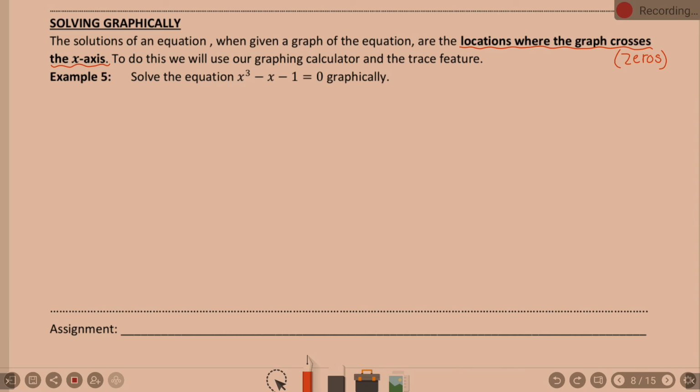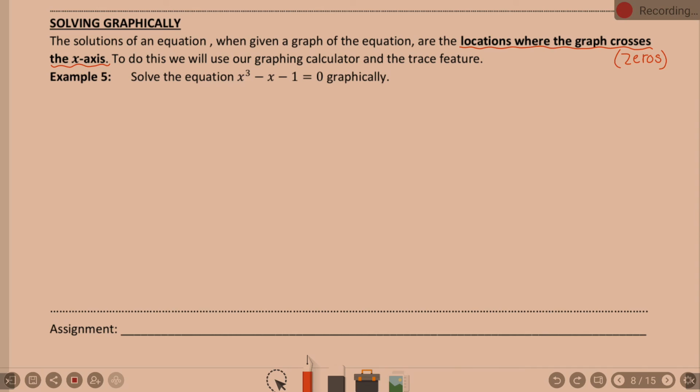Notice, I also know it's where it crosses the x-axis because what's my y value? 0. So your y value should be 0 here, and I know I'm done because it says 0. This is telling me this crosses specifically at 1.324718. Okay?